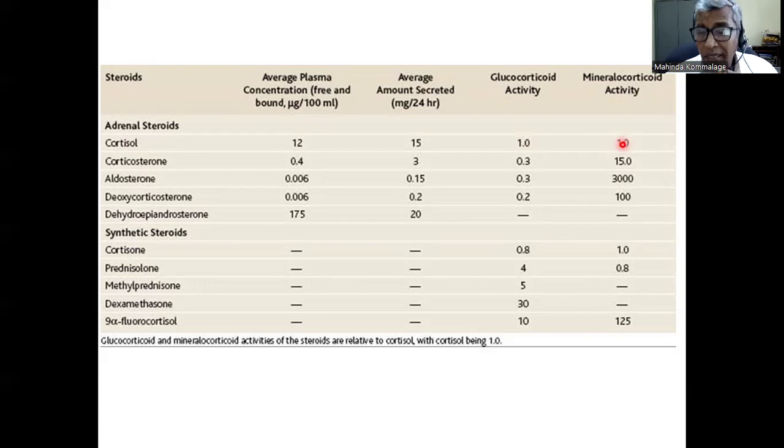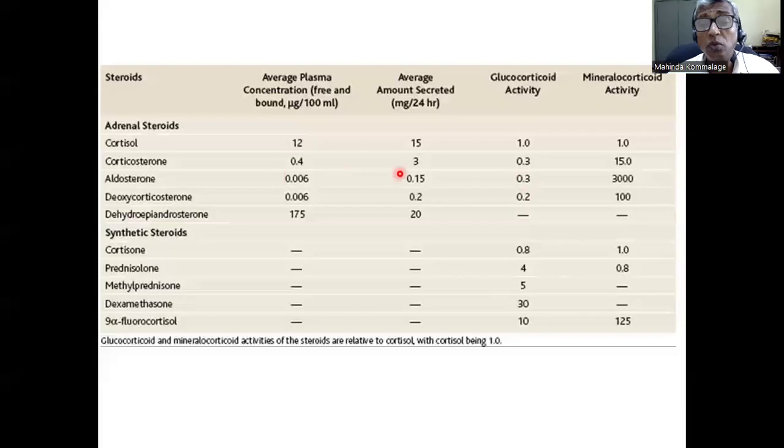So that is my main point. Even one hormone like cortisol, we consider it a glucocorticoid hormone, but it has a mineralocorticoid action also. The same for corticosterone. It has glucocorticoid action and very high mineralocorticoid action. Aldosterone has very high mineralocorticoid action, very little glucocorticoid action. So like that.